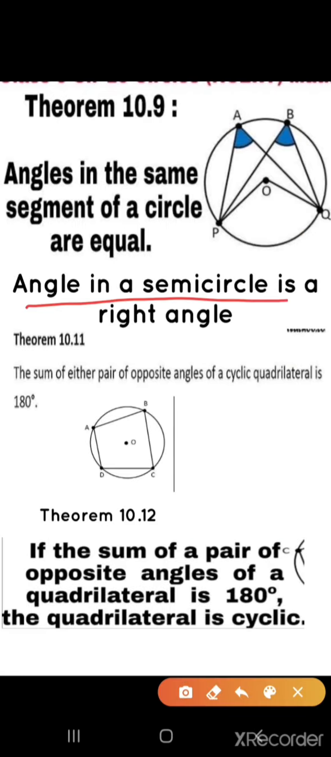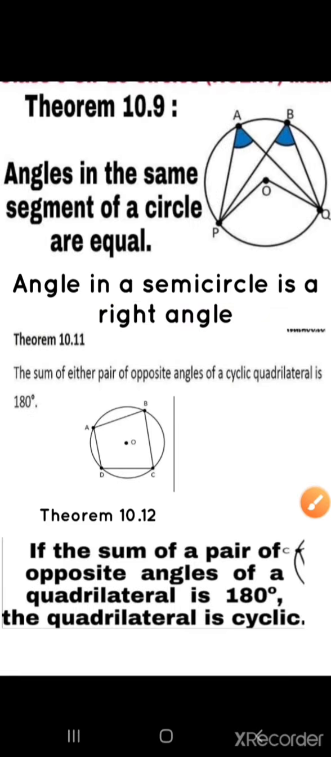If that particular segment is a semicircle, then the angle measurement is always 90 degrees. Otherwise the angles are all equal. Then the next theorem, 10.10, is a deleted theorem. Now we can move to 10.11.